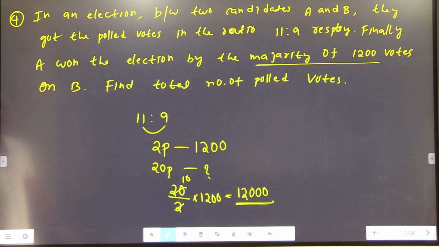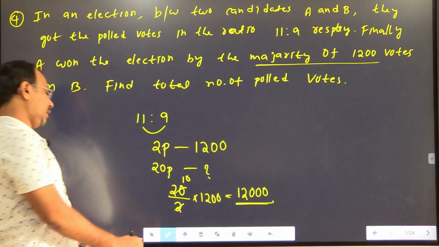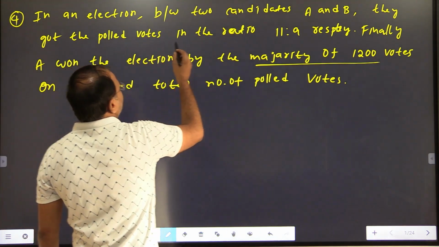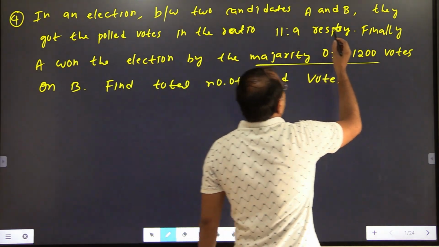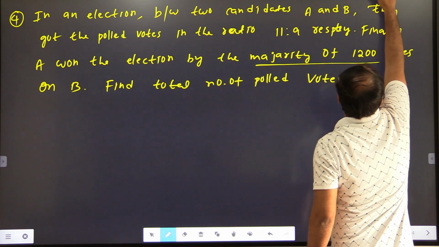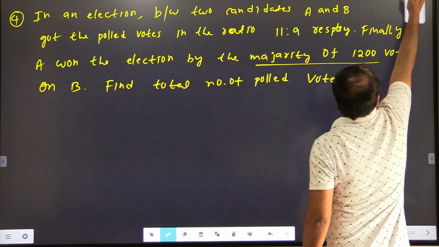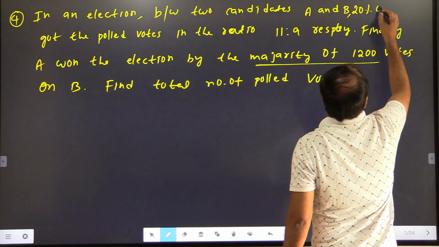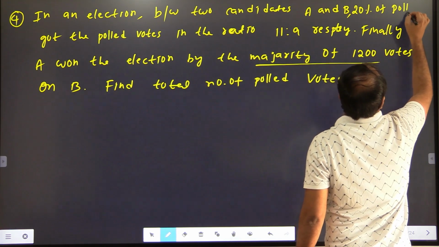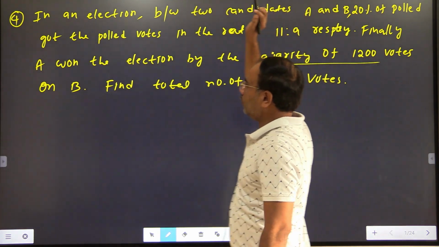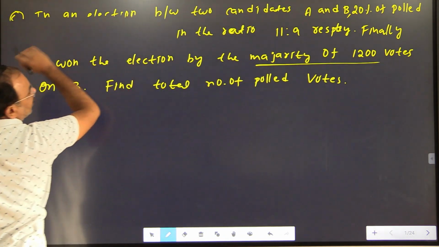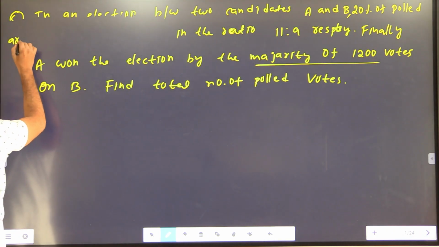Now let's mix this with percentage. Look, in an election between two candidates A and B, 20% of polled votes are invalid.